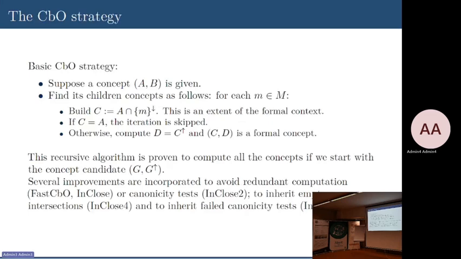We can run this strategy until it terminates, and it computes all the formal concepts exactly once. We only need to set as the first concept the whole set of objects and its intent, which is always a formal concept, and it's also the biggest one. So we start here and iterate this, and it just keeps on giving formal concepts. And the several improvements we mentioned before are, again, applicable in this case: Fast CbO, InClose 2, 4, or 5.